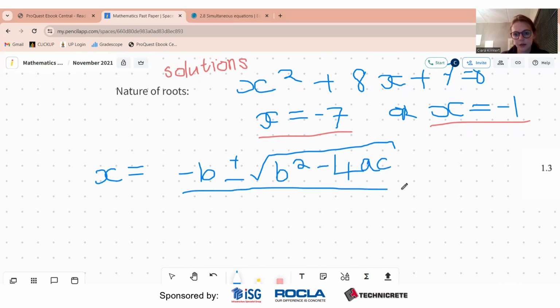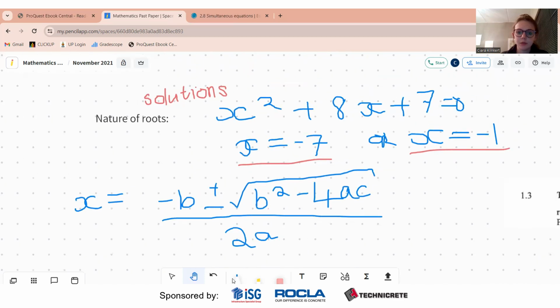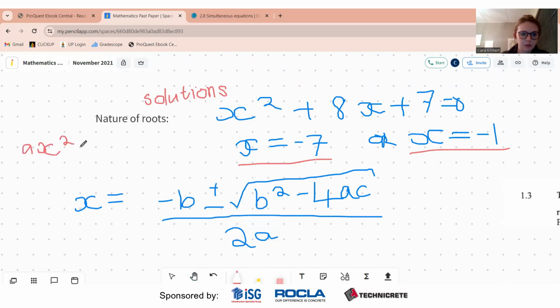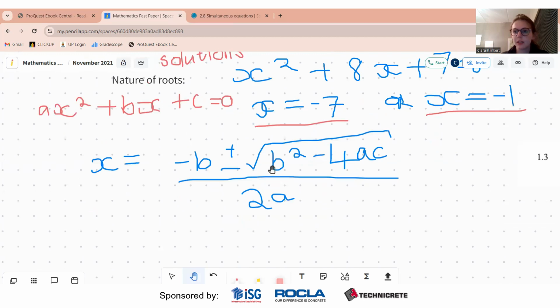Okay, so this is our quadratic equation. And recall from last time, A is the coefficient of the x squared term, B is the coefficient of the x term, and C is the value of the constant. So this is the quadratic formula, and we can apply this to any quadratic equation. But the quadratic equation has to be set equal to 0 before we solve this.